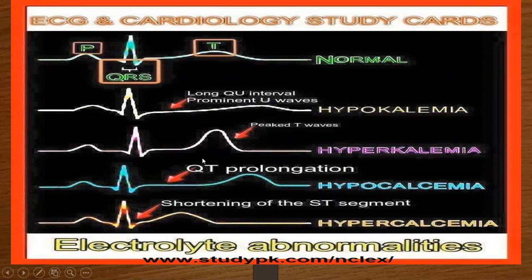Okay. So here's a look at all of them together as a distinguishing factor. Now you may want to just use this card as your reference area if that works for you, okay? So here you see your normal. You normally have your P, QRS, and T. With hypokalemia, you're gonna see that long QU interval, and you have the prominent U wave. Okay. Hyperkalemia, you have the prominent, the peaked T waves. With hypocalcemia, you have the long QT prolongation. And then with hypercalcemia, you have the shortened ST segment.